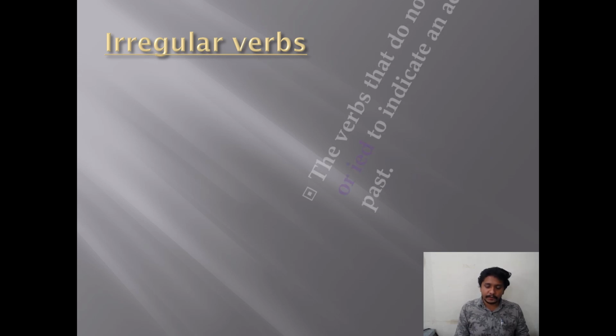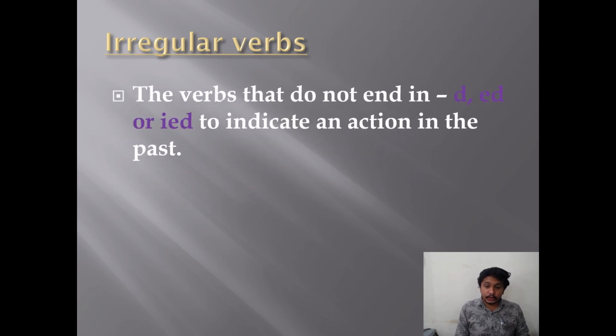Now the irregular verbs. The verbs that do not end in D, ED or IED to indicate an action in the past. These types of verbs do not require these letters, because to indicate an action in the past for this type of verb we are using some other words. Rather than using D, ED or IED, we use other words to indicate the action in the past. Those types of verbs are called irregular verbs.